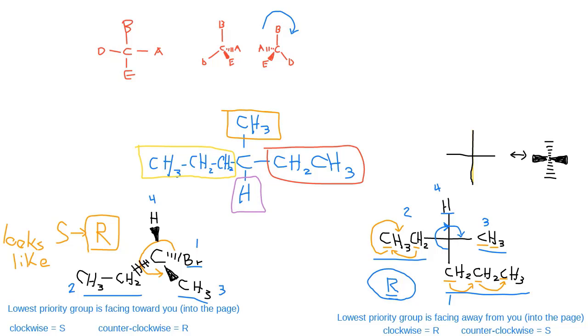But let's say these two groups are going away and the top and the bottom are coming out. If the hydrogen is facing towards you, then clockwise is S, counterclockwise is R. If the lowest priority group is facing away from you, then clockwise is R, counterclockwise is S. But you do need to orient it either facing towards you or away from you to get a clear idea of whether it's R or S.